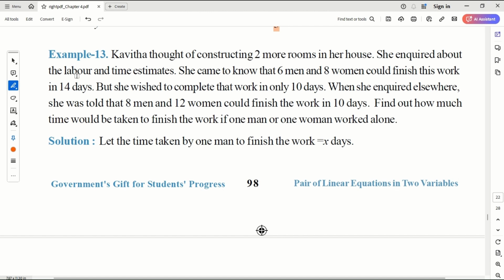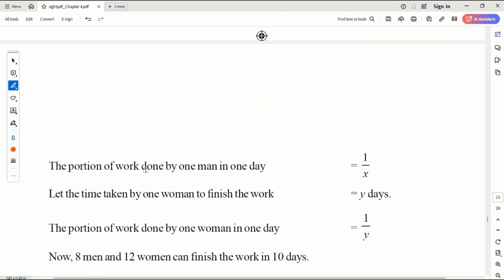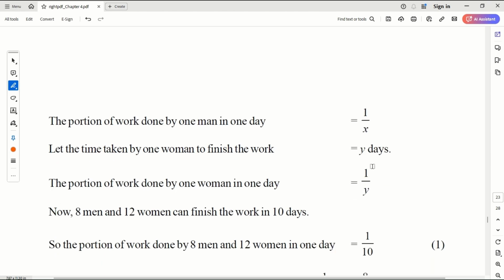Okay, so let's see. First thing is the variable, which is the time taken to finish the complete work by one man and one woman, right? So let the time taken by one man be x days, and that means the portion of the work done by one man in one day is 1 by x work. Let the time taken by one woman to finish the work be y days. So in one day, she can finish 1 by y amount of work, right?